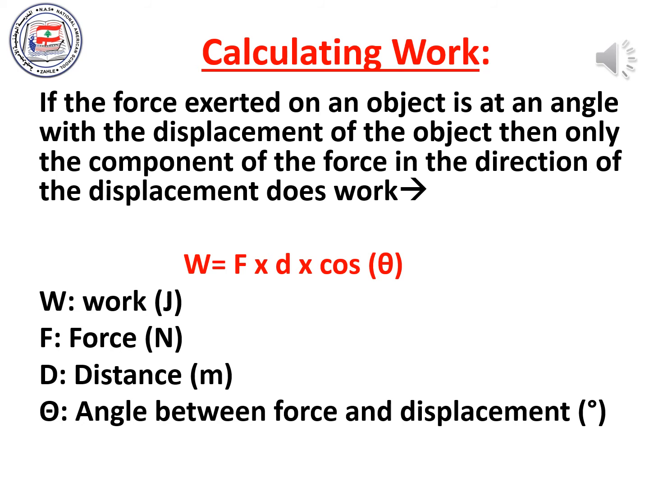Work is equal to force measured in newtons times displacement or distance measured in meters, the distance that the object moves, times cosine of the angle. The angle is the angle between force and displacement and it's measured in degrees. So here we consider the angle between the force and displacement and we use this equation so we can only consider the component of the force that is in the direction of the displacement.